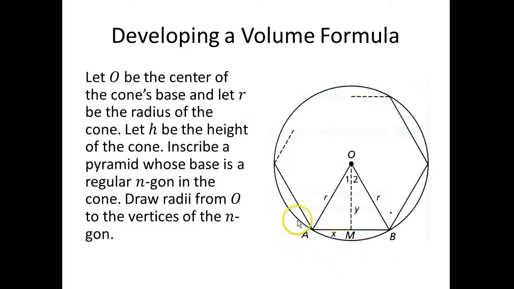So let's let O be the center of the cone's base, let R be the radius of the cone, and let H be the height of the cone. We're going to inscribe a pyramid whose base is a regular n-gon, so n can be any number of sides, in the cone. And we're going to draw the radii from the point O to the vertices of the n-gon like this. You can imagine this picture is what you would see from the vertex of the cone looking inside to the inscribed pyramid: the base would look like this. Now if you notice, as the number of sides of this n-gon increases, you get closer and closer to the area of this circle.